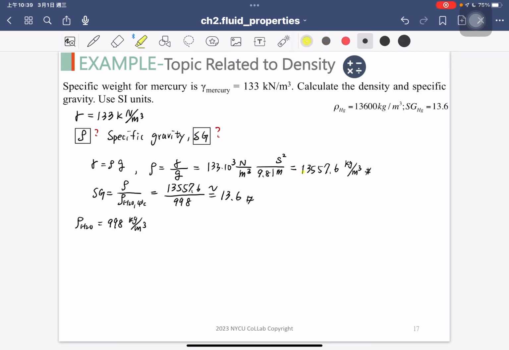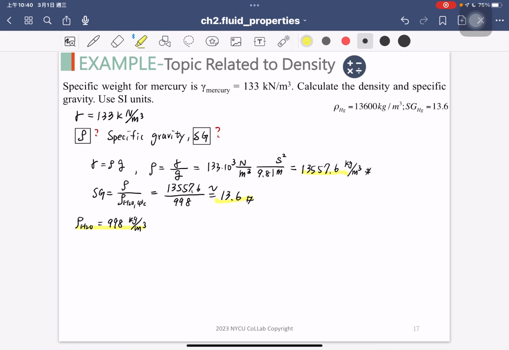If we know the definitions of the physical properties, then we can calculate the value very quickly. The only thing is, if we didn't know the reference material density, you cannot compute the SG value. So you should keep in mind the reference material density here is 998.